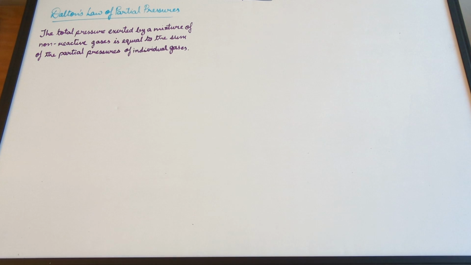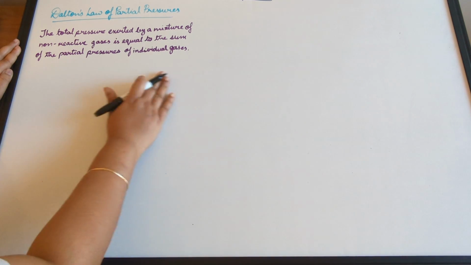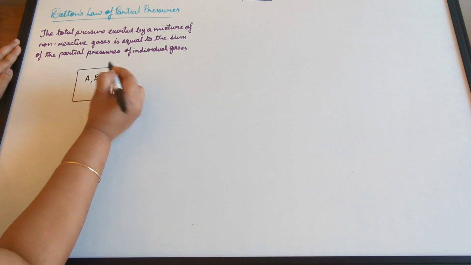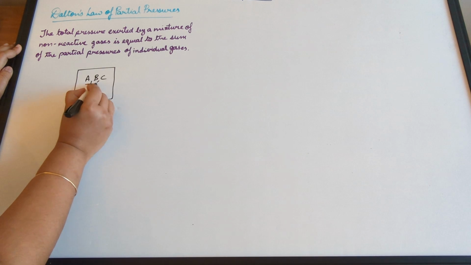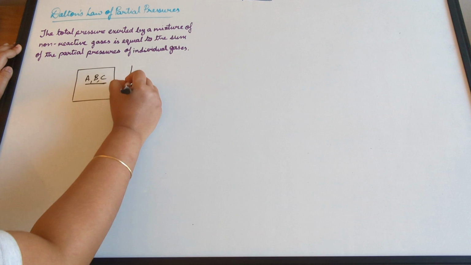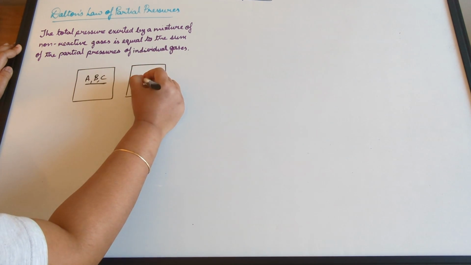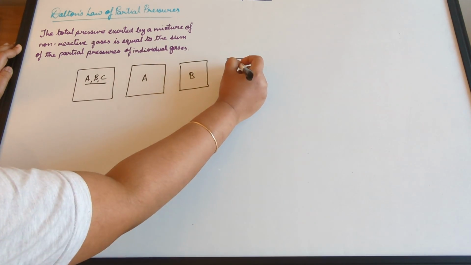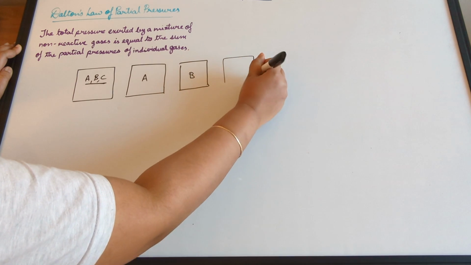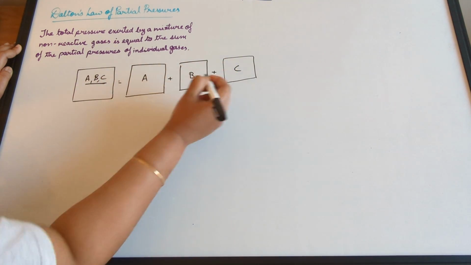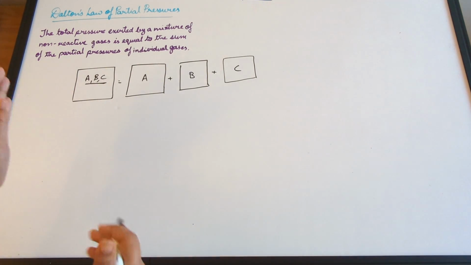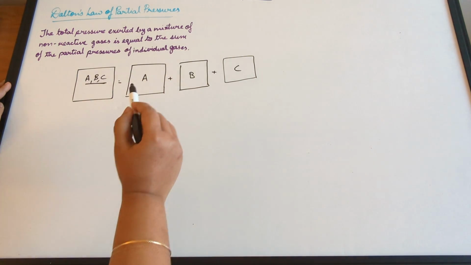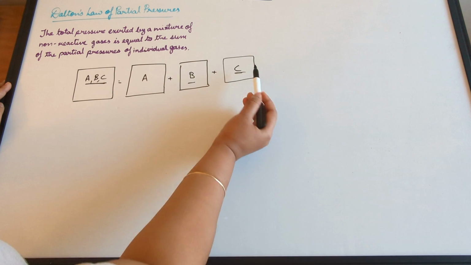So basically, we are talking about the pressure. Let's assume in this container we have a mixture of A, B and C. The pressure exerted by gases A, B and C will be equal to the sum of the pressures of the individual gases. The boxes seem to be of different sizes, but the basic idea is that the pressure exerted by the mixture of these three gases A, B and C will be equal to the pressure exerted by A plus the pressure exerted by B plus the pressure exerted by C.